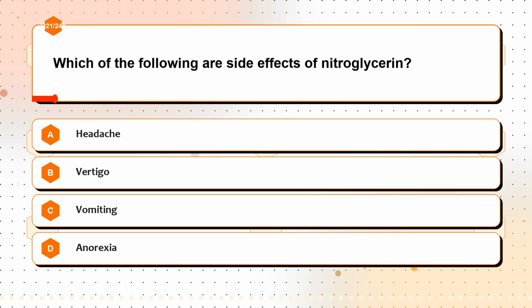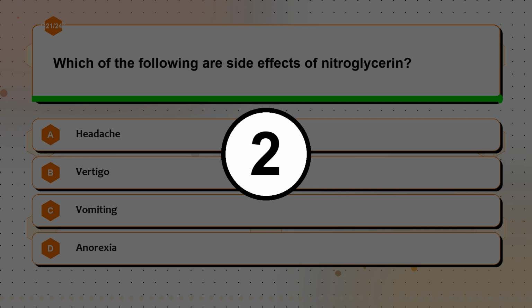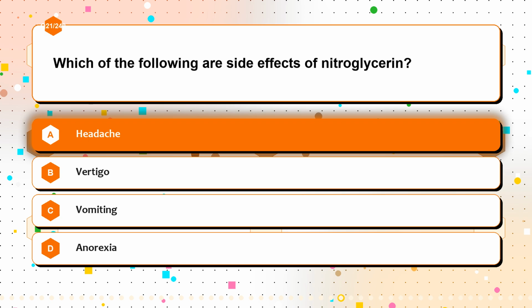Question 21. Which of the following are side effects of nitroglycerin? Here are the options. Option A, headache. Option B, vertigo. Option C, vomiting. Option D, anorexia. The correct answer is option A, headache.